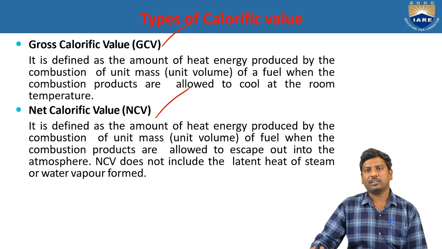And next, net calorific value. It is defined as the amount of heat energy produced by the combustion of unit mass or unit volume of a fuel, when the combustion products are allowed to escape. That means they are ready to evaporate. What are the combustion products? Water vapor, which is ready to evaporate at room temperature, and second, carbon dioxide, which is also a gas and readily mixes with the surrounding air, escaping into the atmosphere. That means NCV does not include the latent heat of the steam or water vapor produced. So this is about the types of calorific values, both gross calorific value and net calorific value.